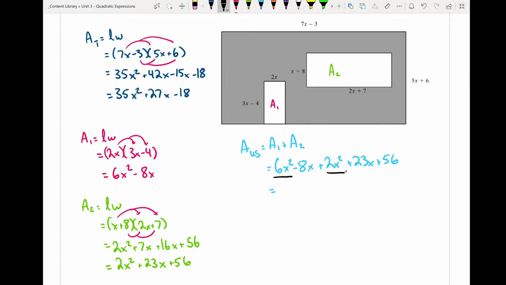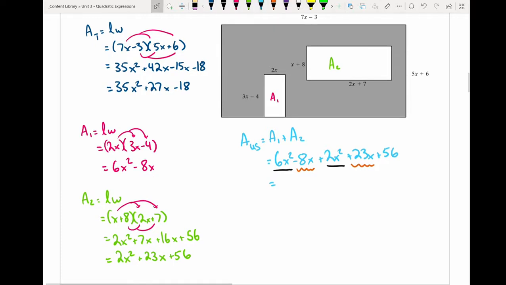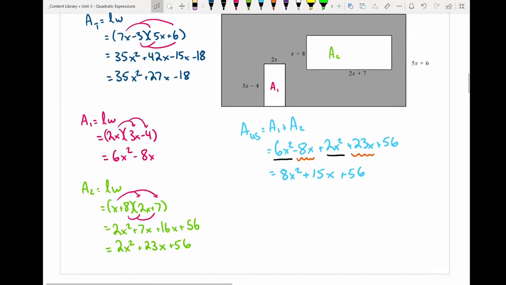Now I'm going to go through and try to find all my like terms. So I have the x squareds, and I have the x squareds, and I have the x's. So when I combine all those together, I get 8x squared plus 15x plus 56. So that is the area of the unshaded part.